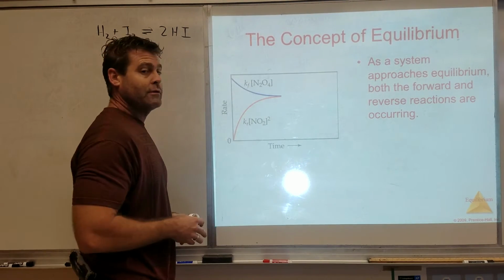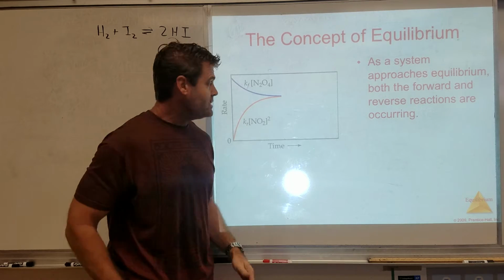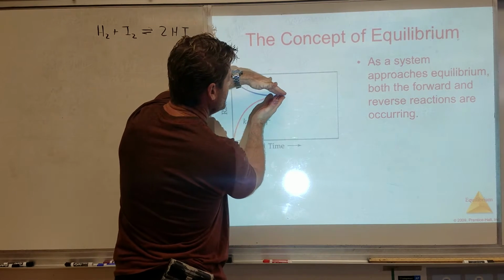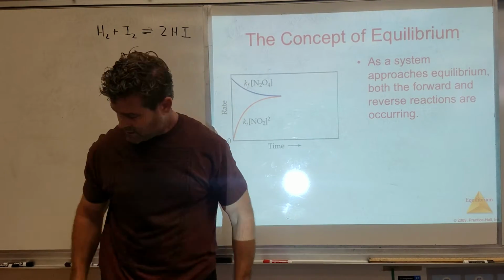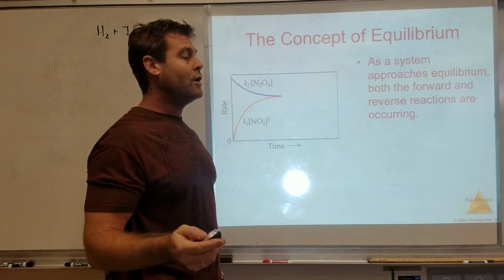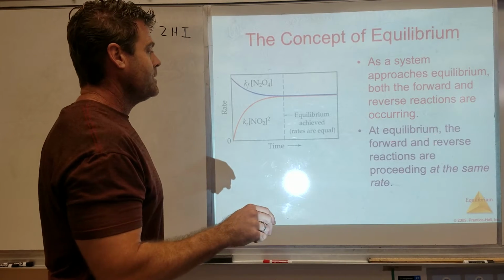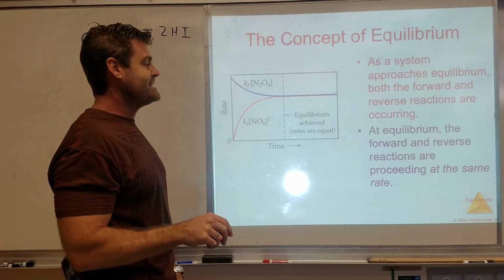And hopefully you guys can see from the graph, eventually you're going to reach a point at which the rate of the forward reaction is equal to the rate of the reverse reaction. And as you guys might guess, that's what we call equilibrium. At equilibrium, the forward and reverse reactions are proceeding at the same rate.